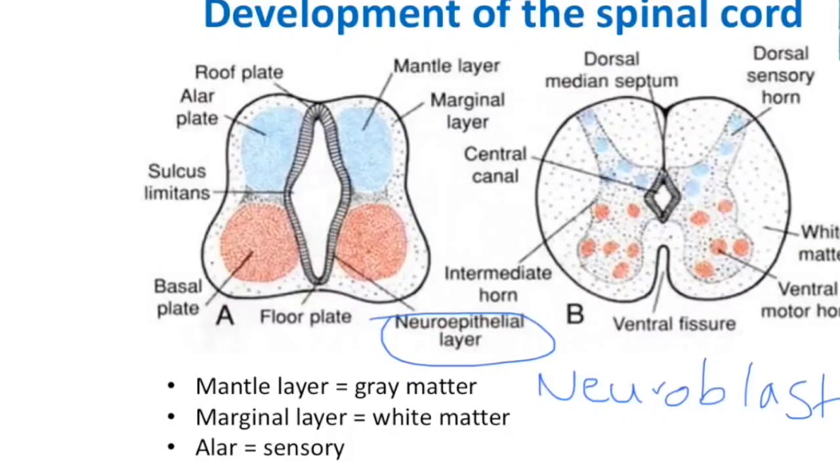Now, what is the alar plate? I don't know the pronunciation. And what is the basal plate? It's basically parts of the mantle zone divided according to whether they are sensory or motor. So anything called alar is sensory, and anything called basal is motor.